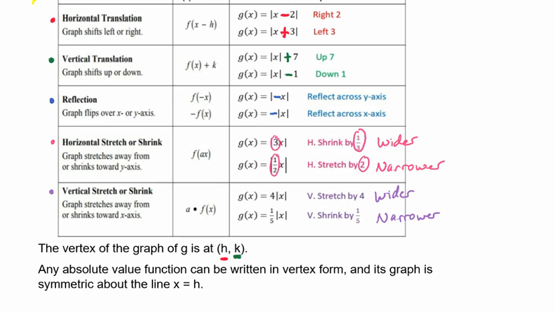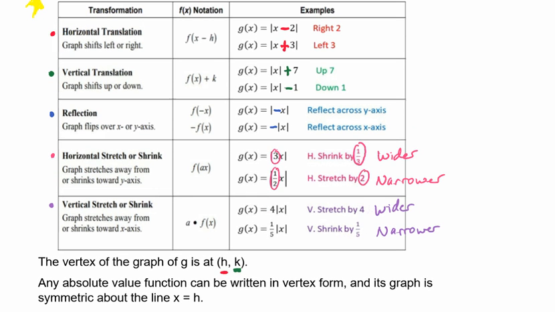Now any absolute value function can be written in vertex form, and its graph is going to be symmetric to the line x equals h. And so that's just important to know.